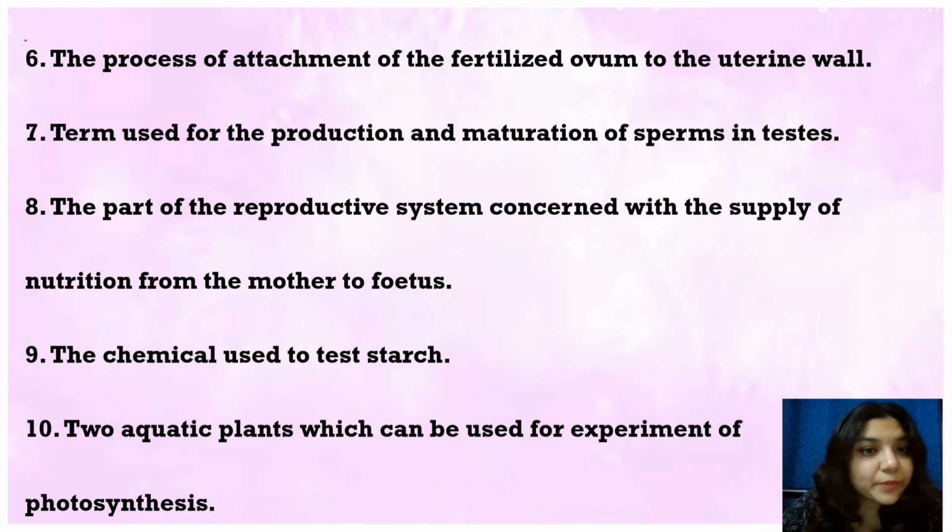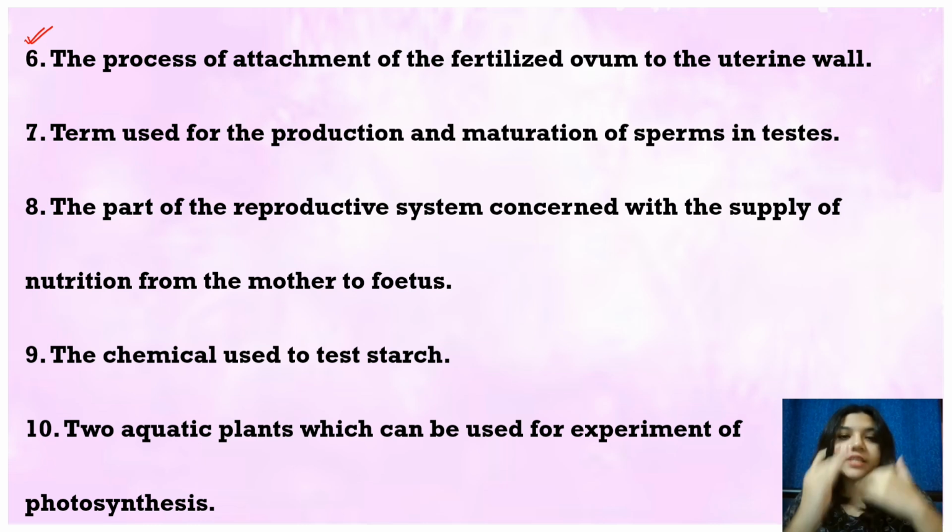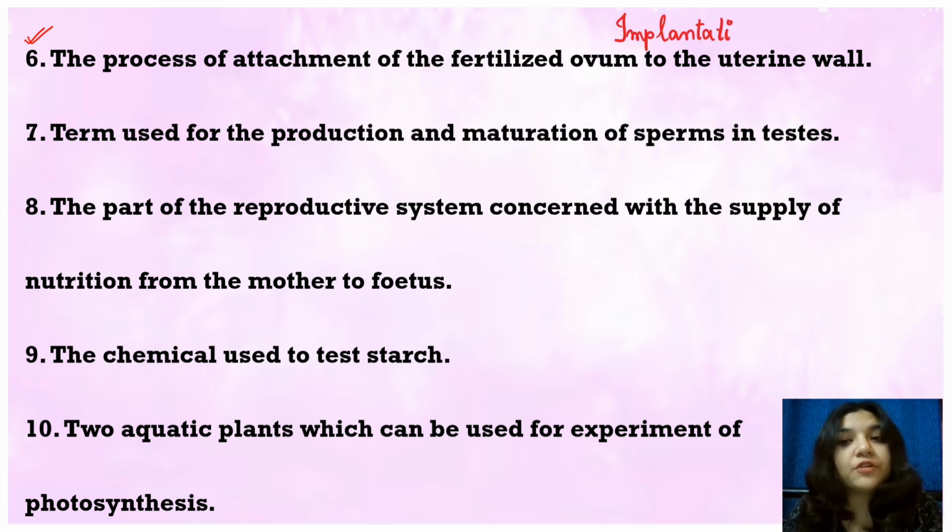Okay, so the process of attachment of the fertilized ovum to the uterine wall. After the ovum gets fertilized by the sperm, the zygote has been formed. The zygote starts its division, and when it reaches the blastocyst stage, it gets attached to the wall of the uterus, that is the endometrium, right? This process is known as implantation. If you've written implantation, that is a correct answer.